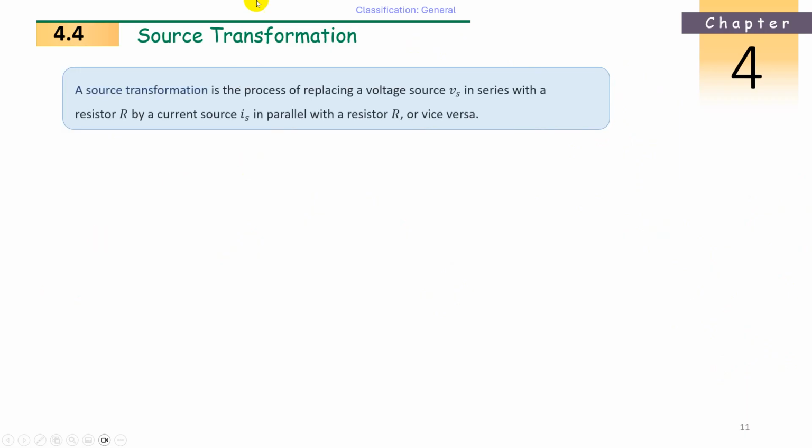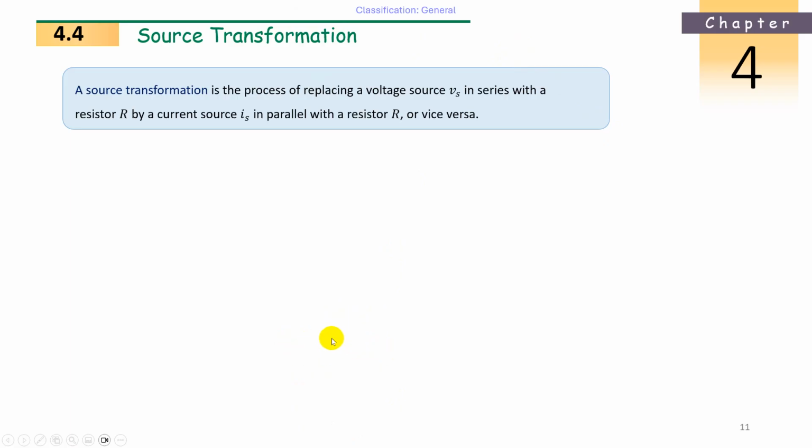What is it? Source transformation is the process of replacing a voltage source in series with a resistor by a current source in parallel with a resistor, and vice versa. Let's take one voltage source in series with one resistance, a two-element combination. Remember the resistance should be in series, with no other elements connected in between. Then we can convert the voltage source and resistance together to a current source with a parallel resistance.